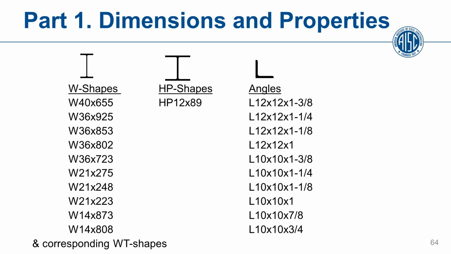I would caution you, before you use any of these shapes, make sure you check availability on AISC's website and with your local fabricator as well, to make sure these are readily available in a timely manner for you. There are new HP shapes, HP12x89, and some very large angles, up to 12x12x1-3/8 angles, that were added. So you can see there may be some advantage for some of these very large, heavy shapes. Again, check availability before you just randomly start to use them in your design.